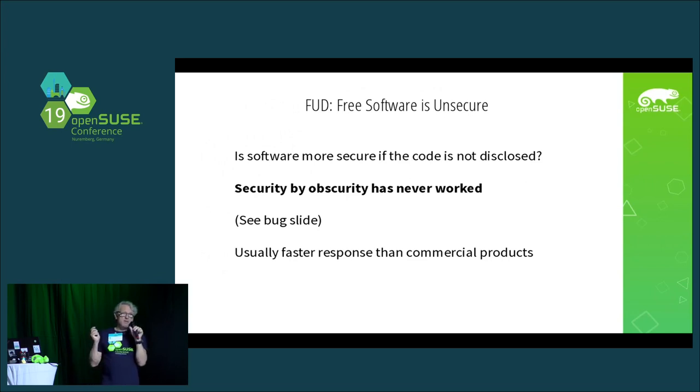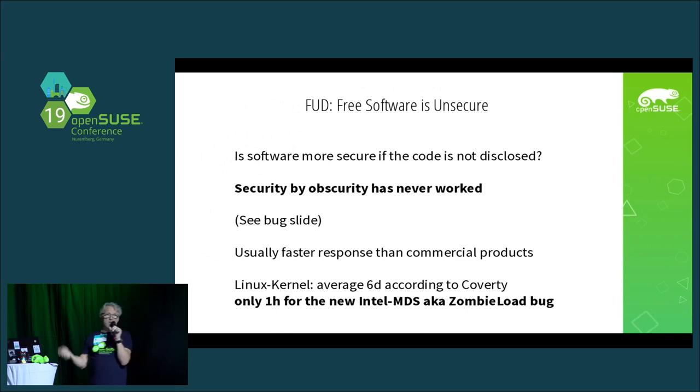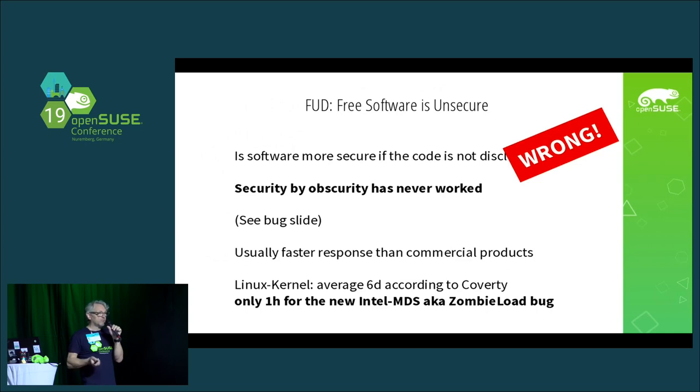Another thing is that the free software community mostly reacts much faster on new threats than commercial vendors. This is also a fact that Coverity has found out. So on average, the Linux kernel developers need 6 days. If you think 1 week back, we had the so-called ZombieLoad bug, a new bug affecting Intel processors. The patch was available 1 hour after this bug was released. 1 hour. Now it needs to go into the kernel maintenance cycle and will be available quite shortly. So, free software is insecure? Definitely not.